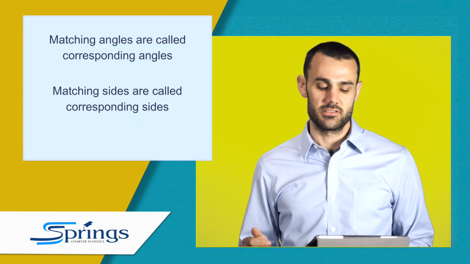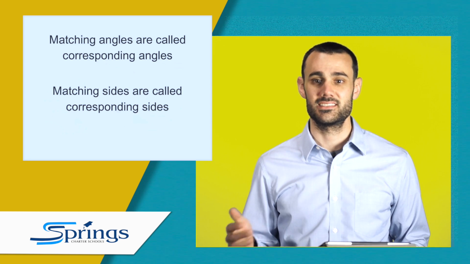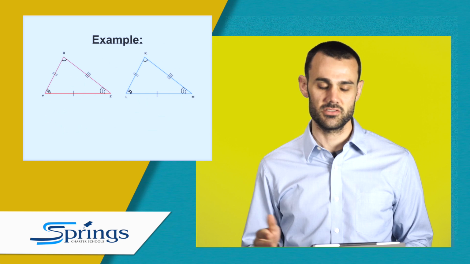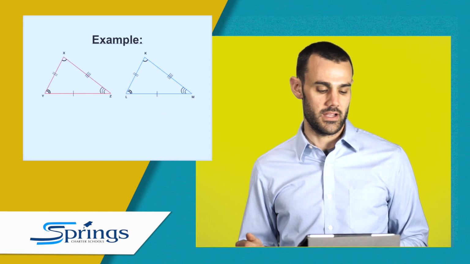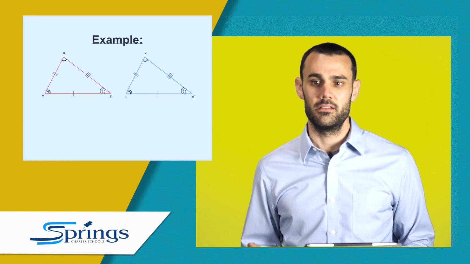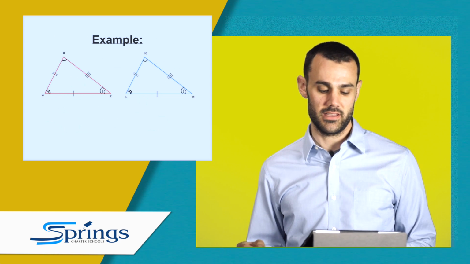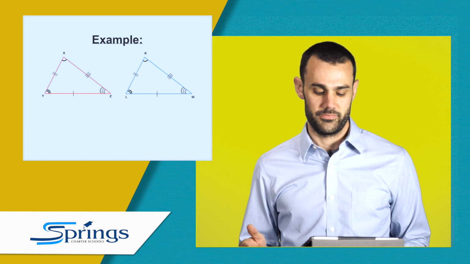So, matching angles are called corresponding angles, and matching sides are also called corresponding sides. Pretty simple. Let's take a look at an example. Here we have a red triangle and a blue triangle. The red triangle is triangle XYZ, listed by the letters on the points of the triangle, and the blue triangle is triangle KLM. Now let's take a look at these a little bit further.